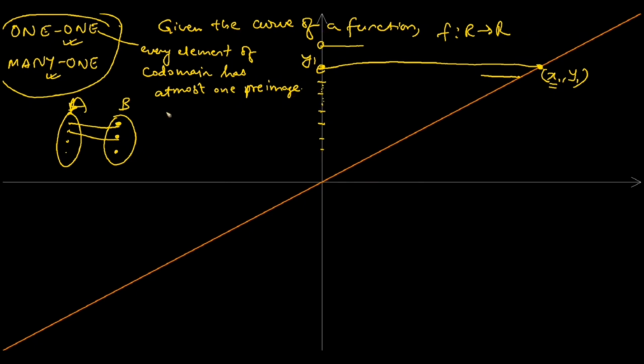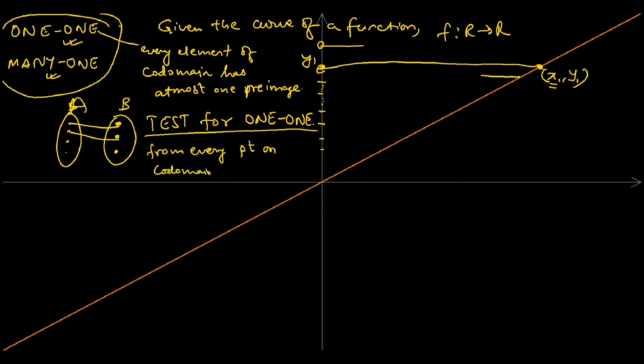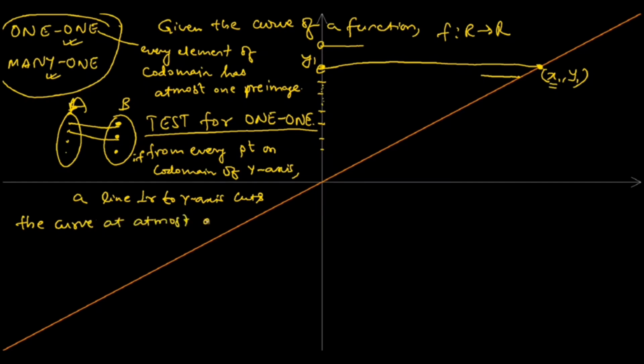So the test for one-one: if from every point on the codomain, on the y-axis, a line perpendicular to the y-axis, or you may say parallel to the x-axis, cuts the curve at most one point, then this is one-one.